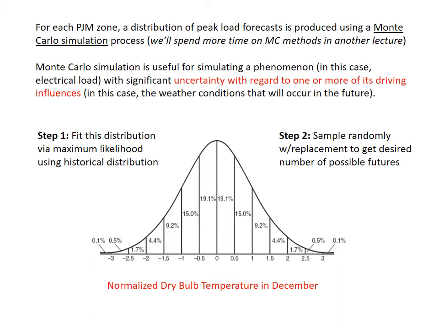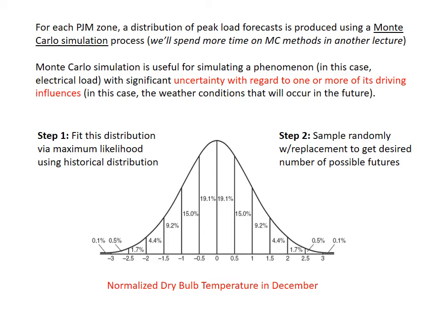This is a process we've talked a little bit about before in terms of using random number generators and simulating samples from a probability distribution. And we'll talk a little bit more about Monte Carlo methods in another lecture when we talk about stochastic simulation. But Monte Carlo simulation in general is useful for simulating a phenomenon that has a lot of uncertainty with regard to one or more of its driving influences.